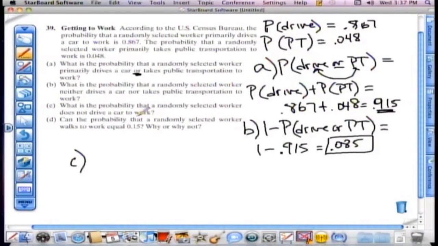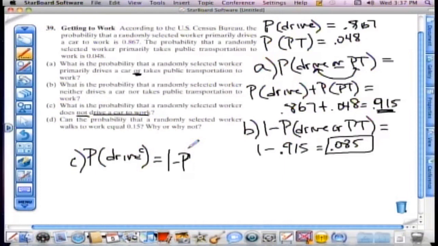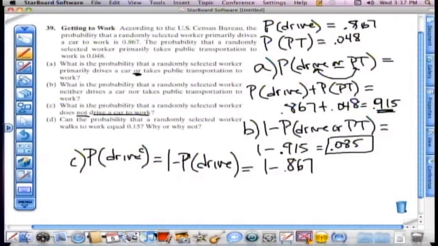So in part C, what's the probability that a randomly selected worker does not drive a car to work? So it would be the probability of drive complement, which would be 1 minus the probability that they do drive. Which would be 1 minus 0.867. And that ends up being 0.133. Put boxes around these. They're getting kind of lost in there.